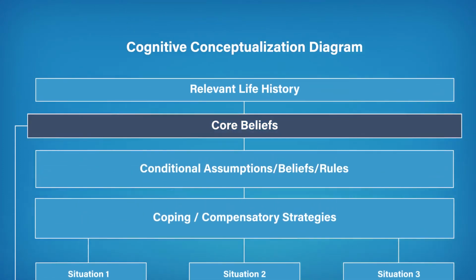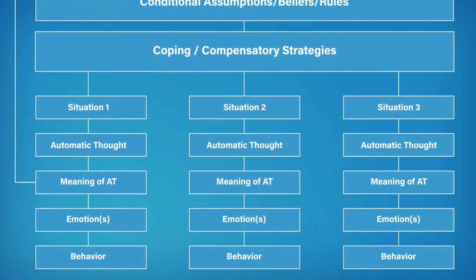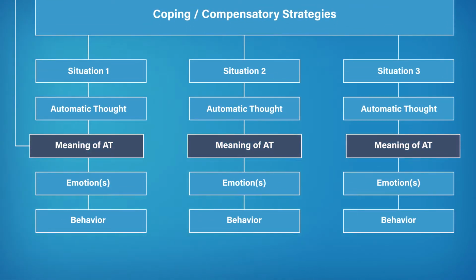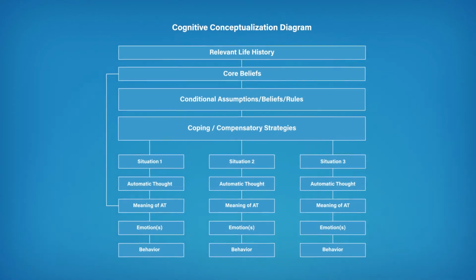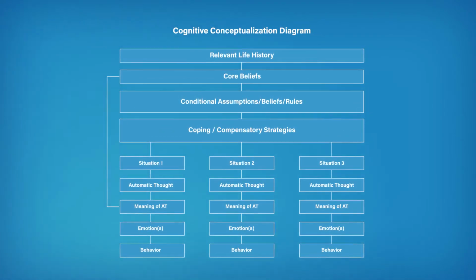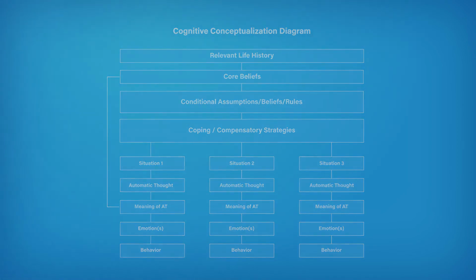To identify core beliefs, we often ask clients for the meaning of their automatic thoughts. That's why the meaning box is below the automatic thought box. It would be more correct, though, to place the core belief box below the situation. The core belief influences the client's automatic thoughts about that situation.